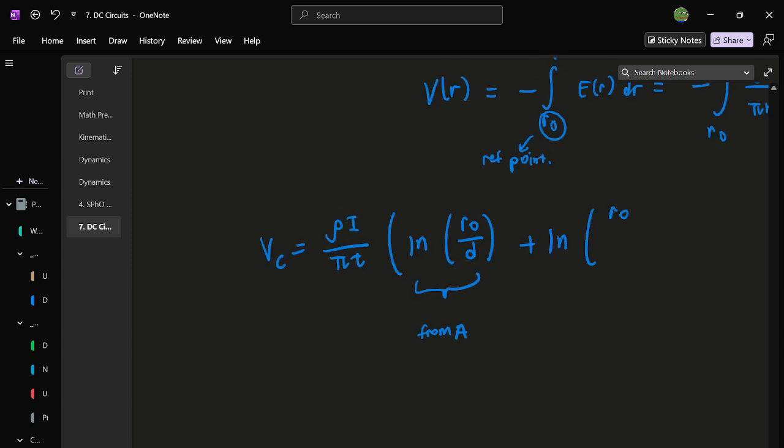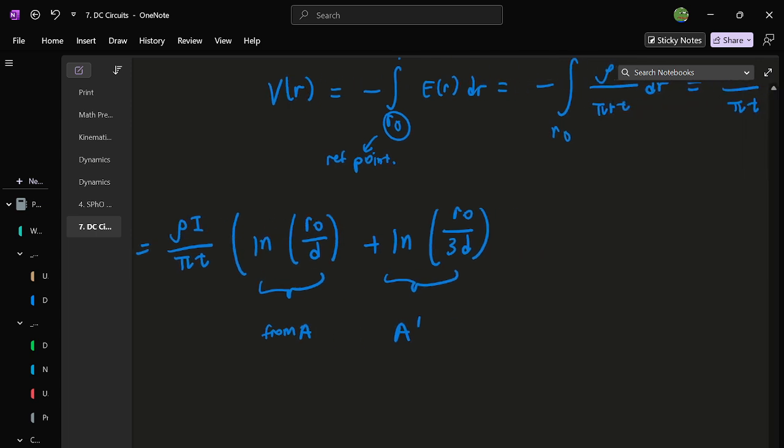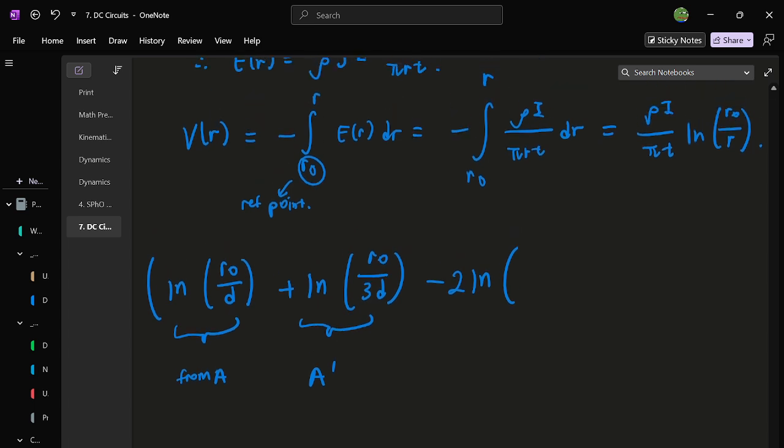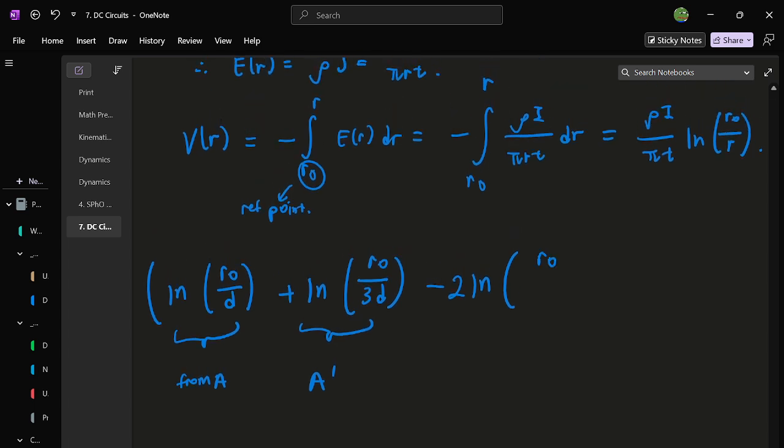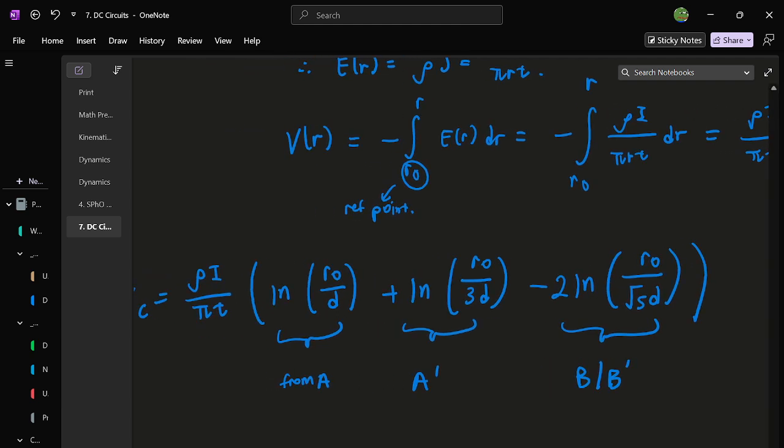Then you have R0 over 3D. This one is from A prime. Then you have negative here because your current is going the other way, because your current is not entering, it's leaving. So instead of that, you have this, and this is from B and B prime. That's your total potential at C.